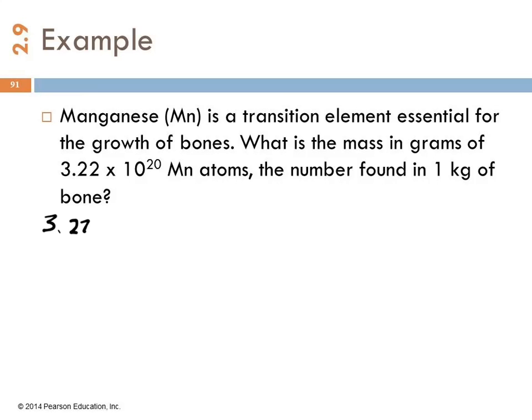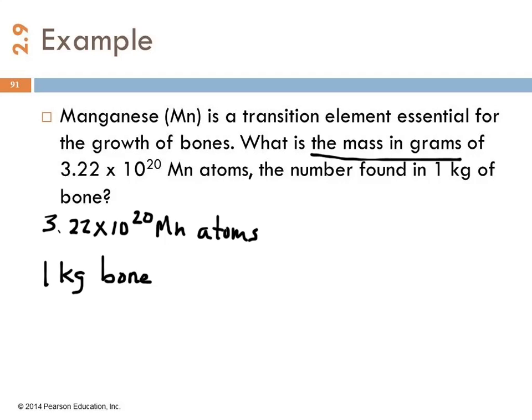So 3.22 times 10 to the 20th manganese atoms, and that's the number found in 1 kilogram of bone. So I wrote the numbers down with their units. What am I trying to find? The mass in grams. Well, can I convert number of atoms to grams? Sure, I just converted grams to number of atoms. For manganese, we get that relationship from the periodic table, like for everything else, 54.9380.